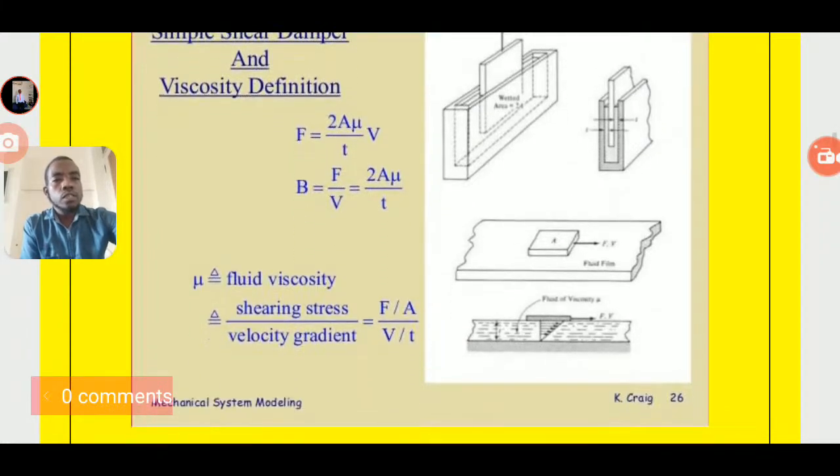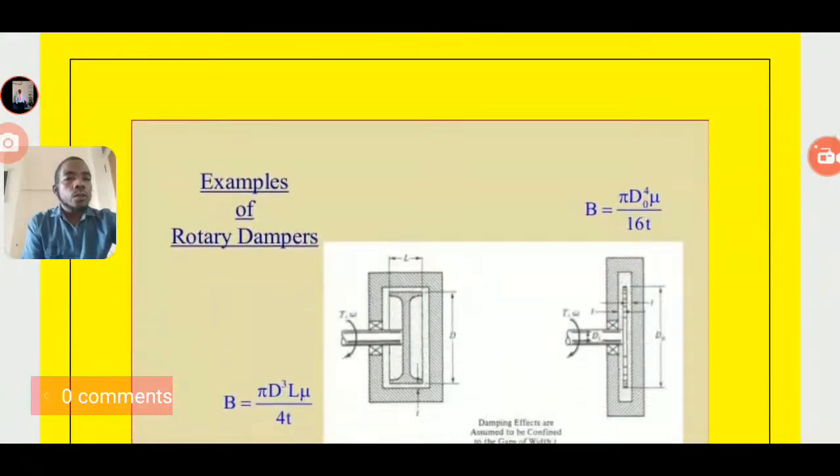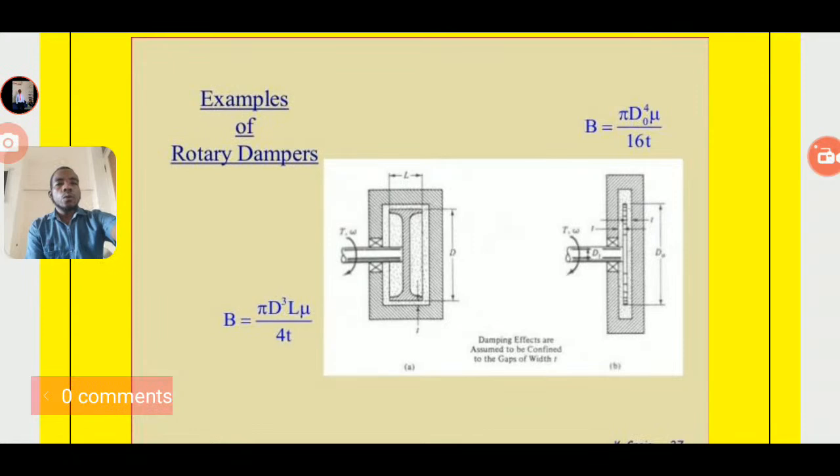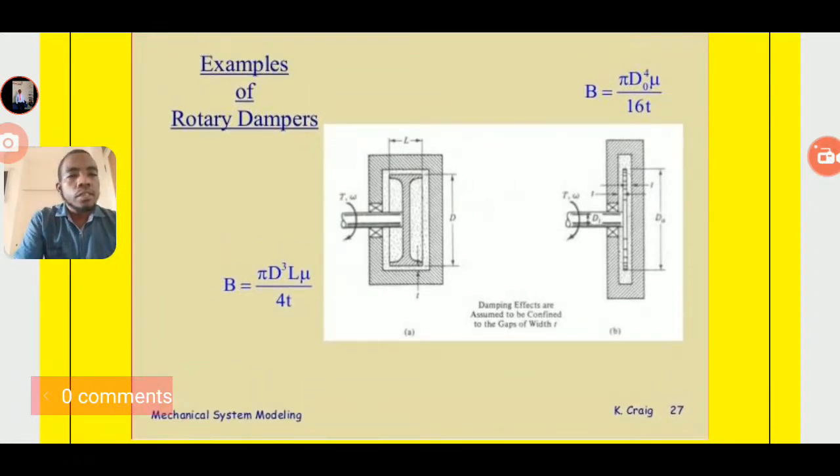So this is a diagram, or you can see it like this also. So examples of the rotary dampers. Here we can see like this also.